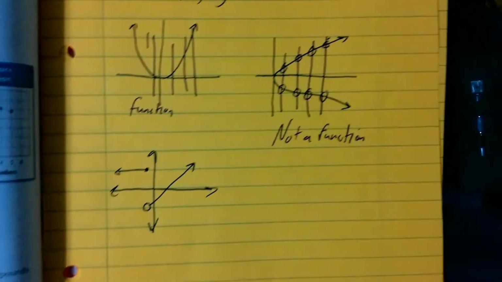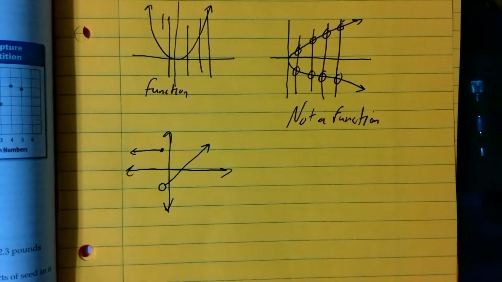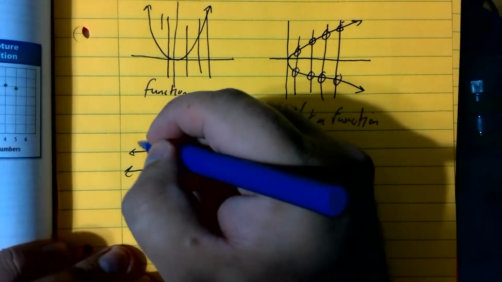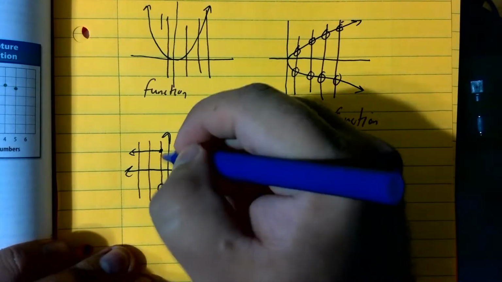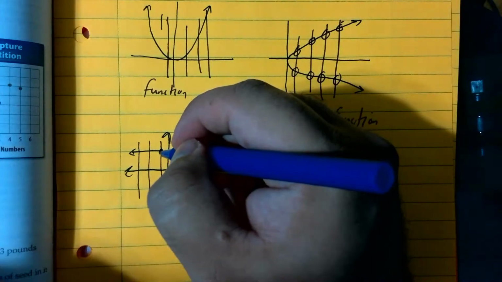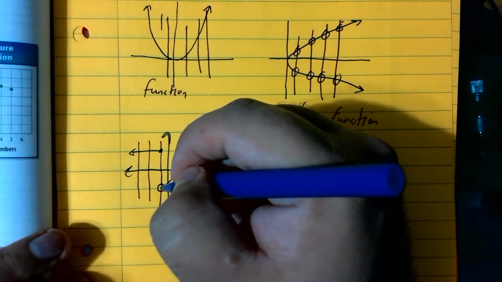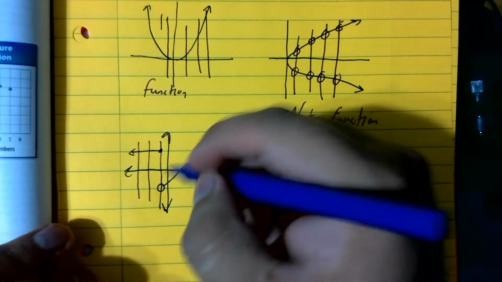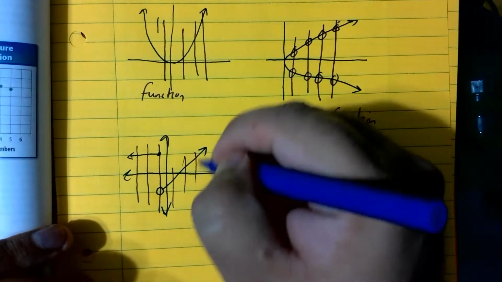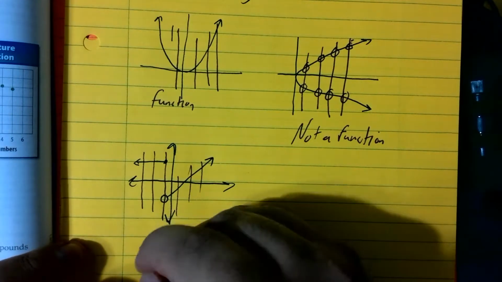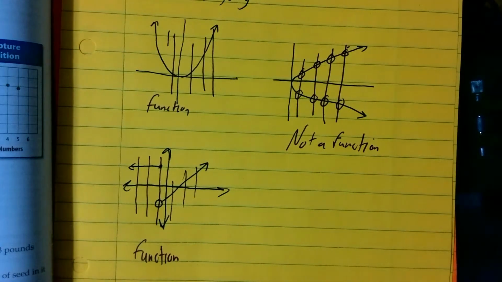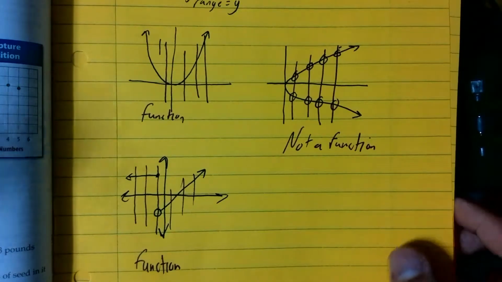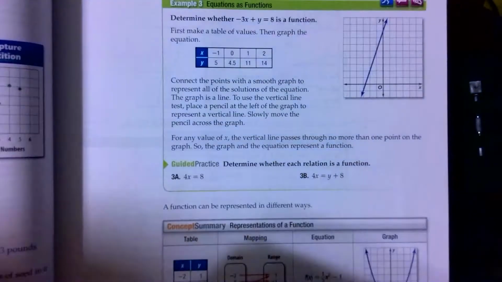Is this down here a function? I ask you. The answer is yes. Hits the graph once, hits the graph once, hits the graph once, because this is included right here, but right here at the open circle, it is not included. So it still only hits the graph once. So this is a function. And that's the vertical line test. It's pretty great. It's very useful.